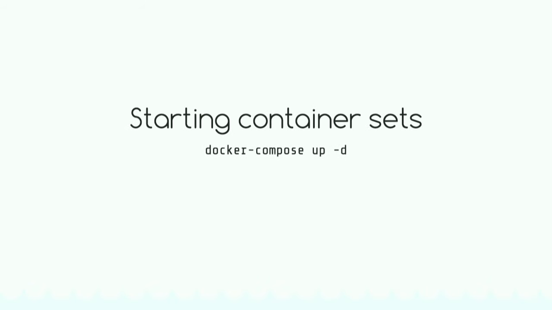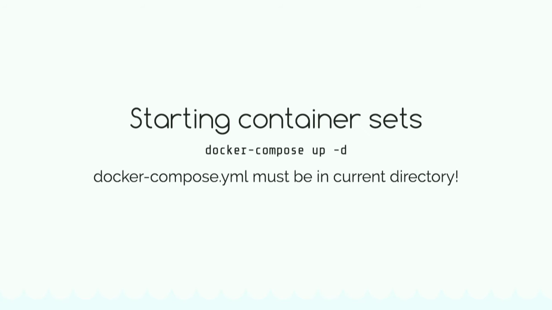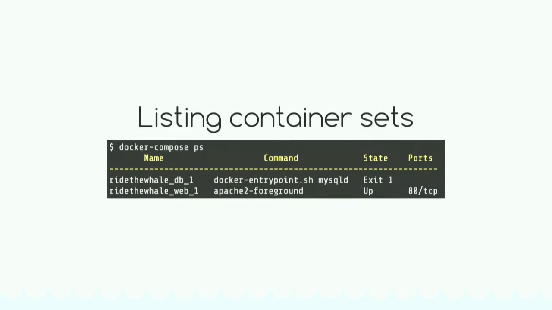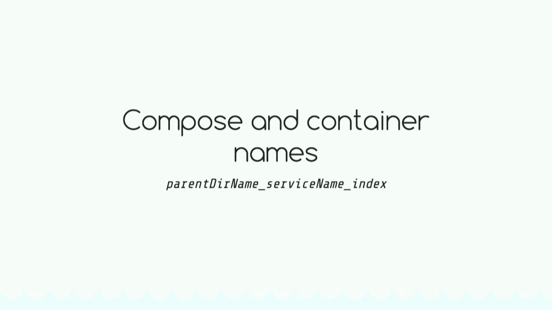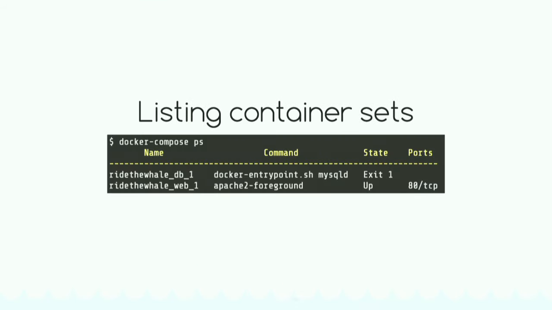How do we start this file, this container setup? We do a docker-compose up -d. The docker compose file must be in the current working directory when you issue this command. All right. Once we start that up, we'll have multiple containers running. We can list just the containers that are part of our container set by using the docker-compose ps command, and we'll see our two different containers running. Actually, we notice the MariaDB container actually quit. I wonder why.